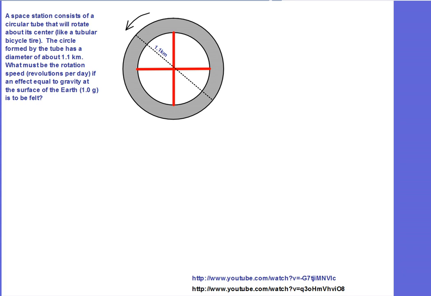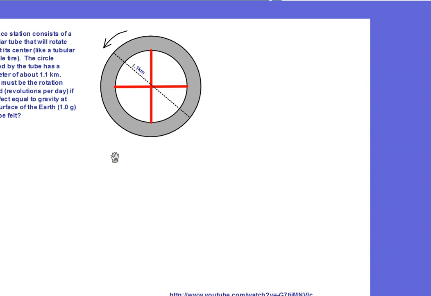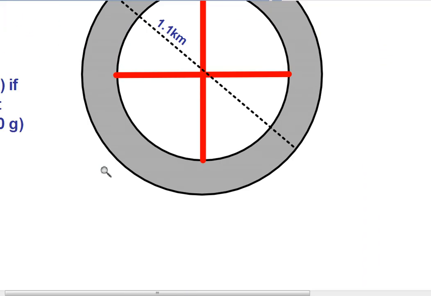So a space station might consist of a circular tube that rotates about its center, sort of like a tubular bicycle tire. The circle formed by the tube has a diameter of about 1.1 kilometers. What must be the rotational speed, in revolutions per day, if we're going to have an effect equal to gravity at the surface of the Earth? The people inside would end up living on the outside wall of this space station.